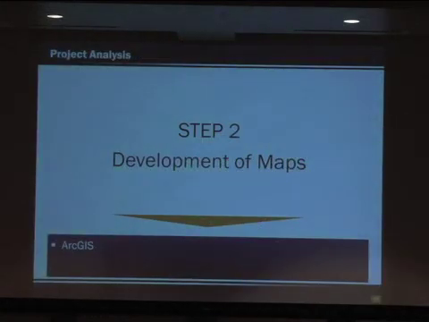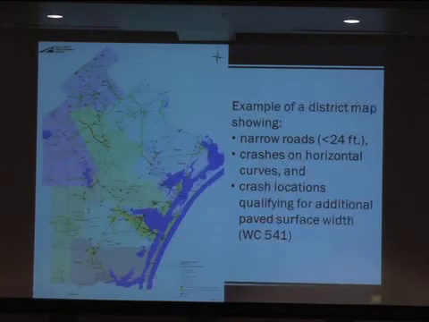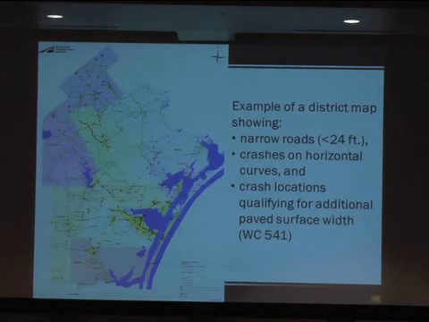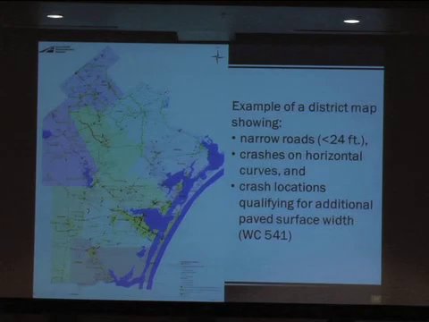Okay, for our step 2, we went ahead and developed our maps. Here you can see this is just a map displaying our narrow roadways, and basically during this process most of these maps were also printed, and we handed hard copies to mainly our area engineers.